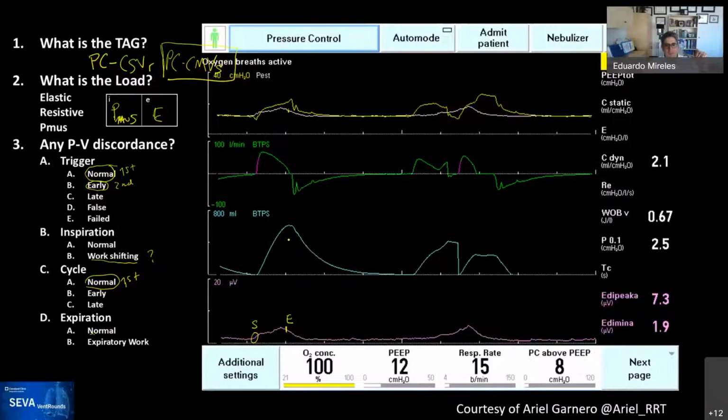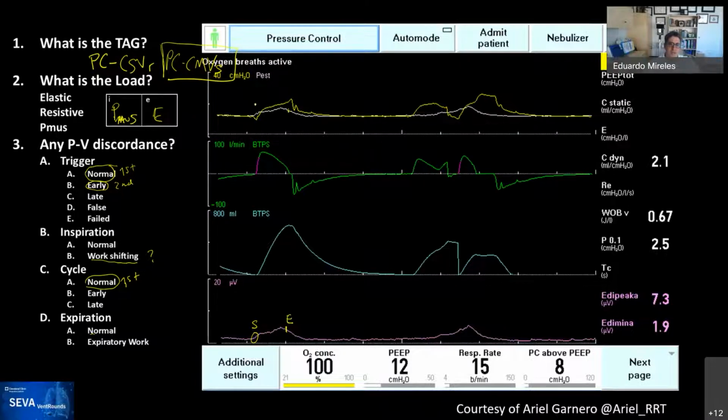The interesting part here is that this is a beautiful example showing not only that the waveform itself can tell you that somebody has a late cycle, because if you're in pressure control, you look at the flow waveform. And in the flow waveform, this is how late cycle would look, with a pause at the end before expiration starts.